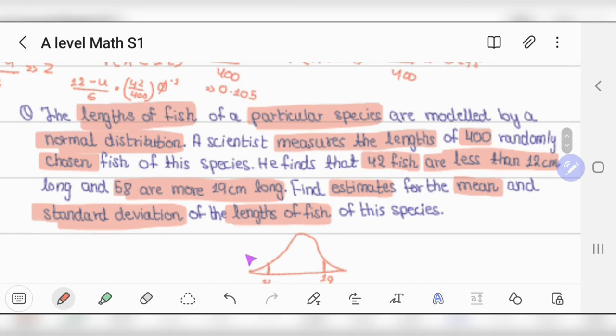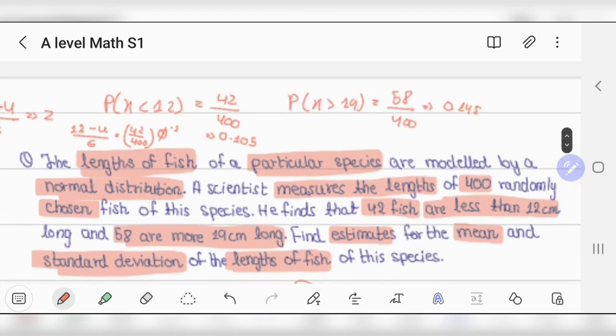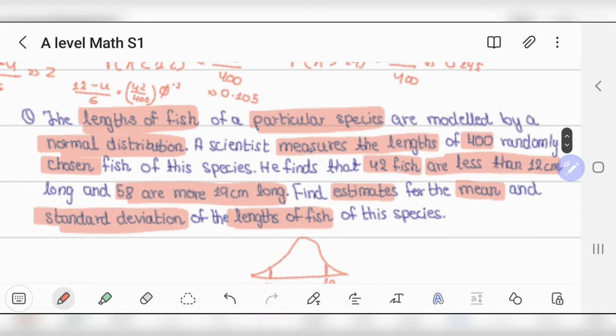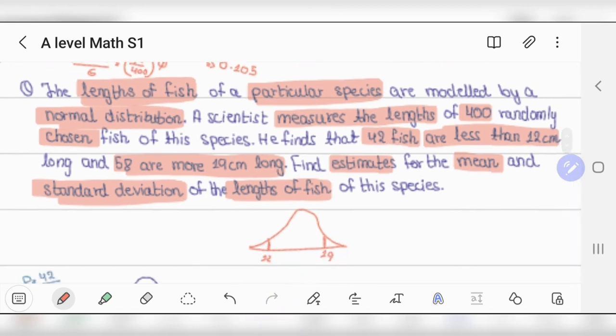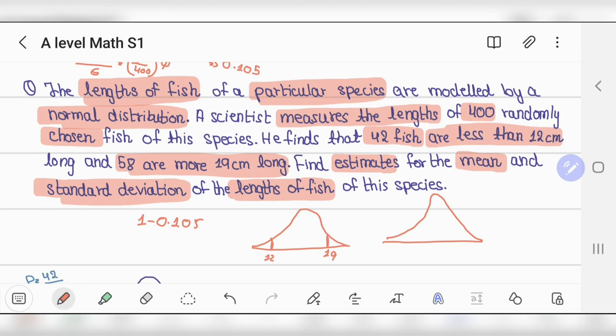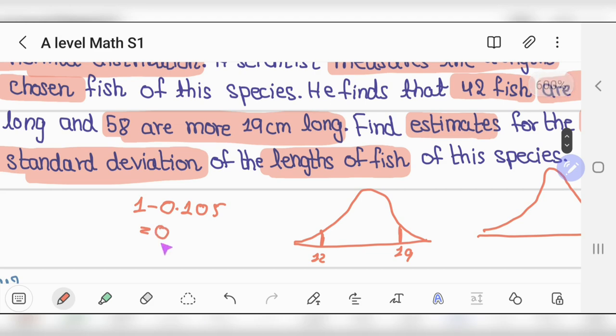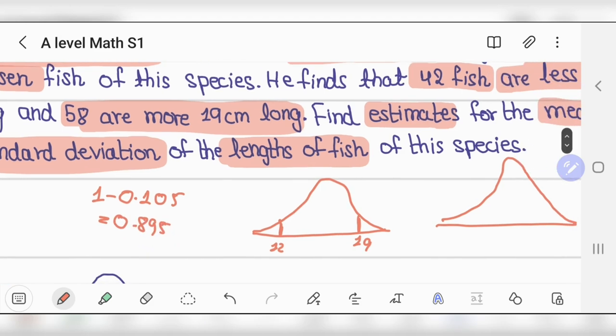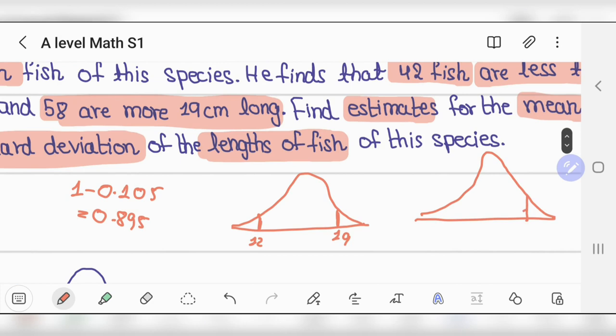So now we have this area of 0.105, this area of 0.145, but we need to find the standard deviation from this probability. We already know that the standard deviation here and here will be the same, right? For example, if I subtract this from one, 1 minus 0.105, it will give 0.895, which means it's going to cover here. It's going to cover here.